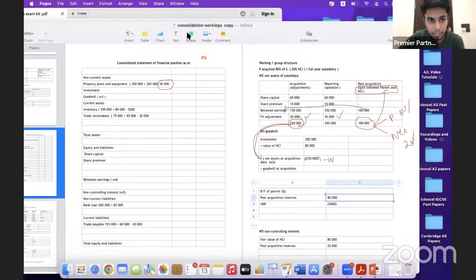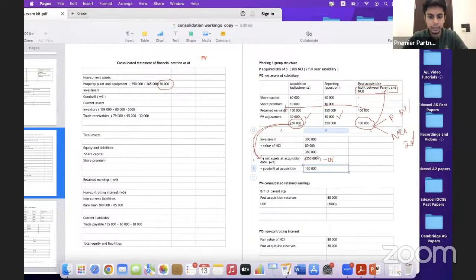Now let's do goodwill. How to do goodwill? Simple. 300,000 plus 80,000 will become 380. 380 minus 250, guys, answer will become 130,000. This is your goodwill. Once again, guys, for students who don't know what's goodwill, it's like this. Goodwill is the premium price we are willing to pay to buy someone.